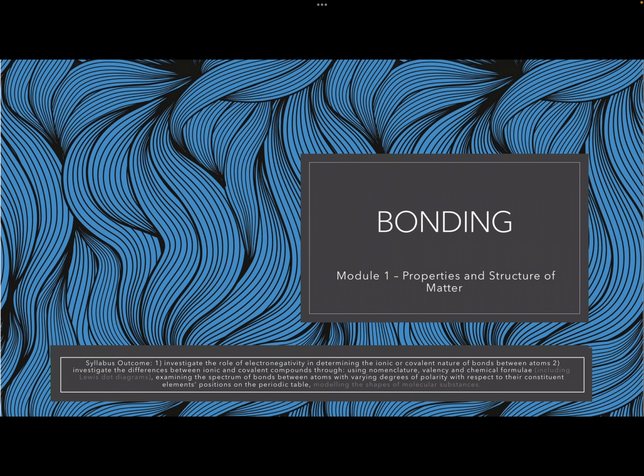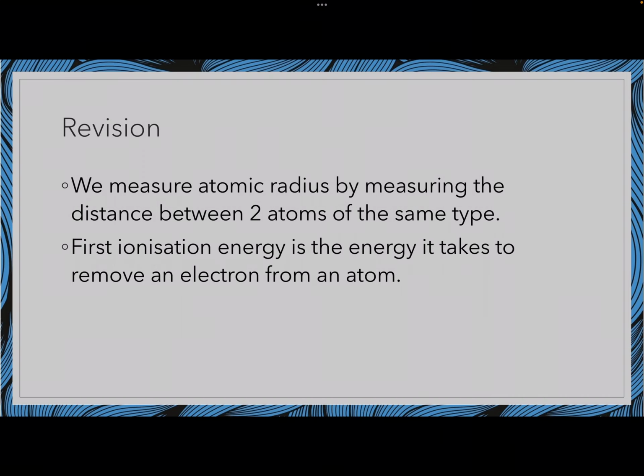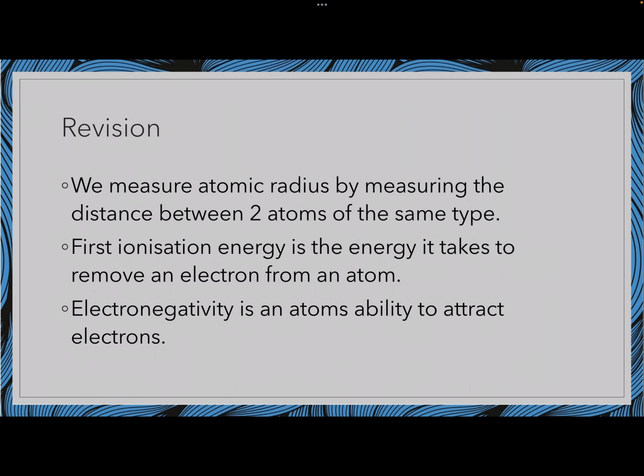So there's some revision questions at the top of page 84. So please go through them. So the answers to those are: we measure atomic radius by first measuring the distance between two atoms of the same type. First ionization energy is the energy it takes to remove an electron from an atom, and electronegativity is an atom's ability to attract electrons.